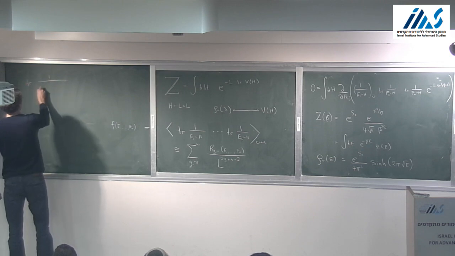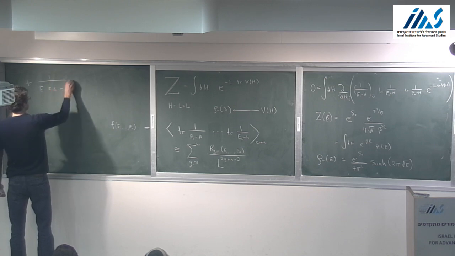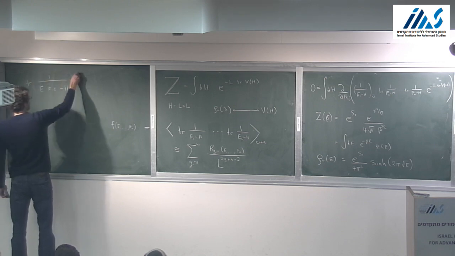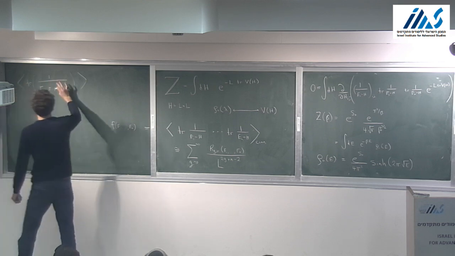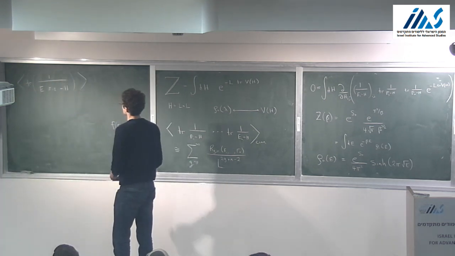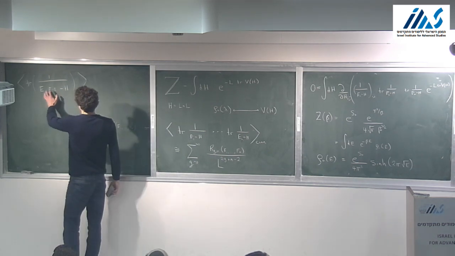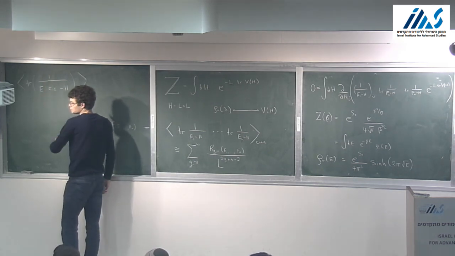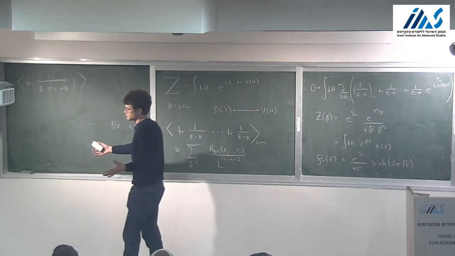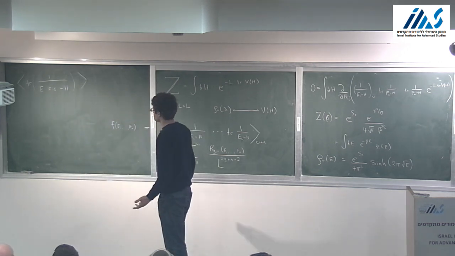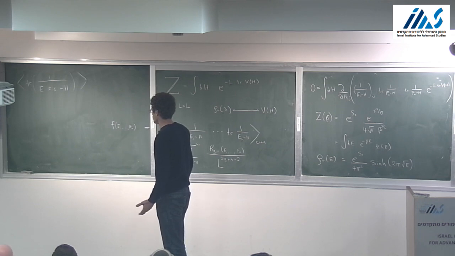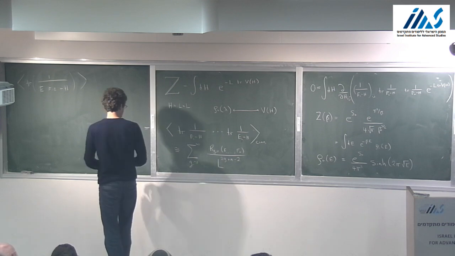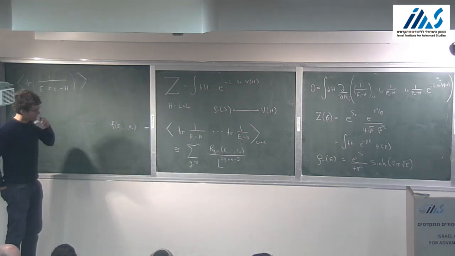If we take the trace of 1 over E plus or minus i epsilon minus H, and we look at the exact expectation value of just this quantity in the matrix ensemble, then we get a different function if epsilon is positive or negative. We get two different functions. Both of them are entire functions. And that's the structure at finite L.